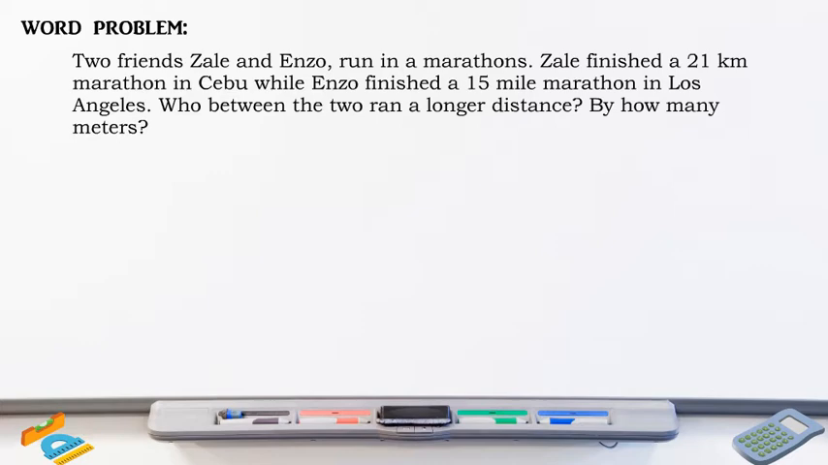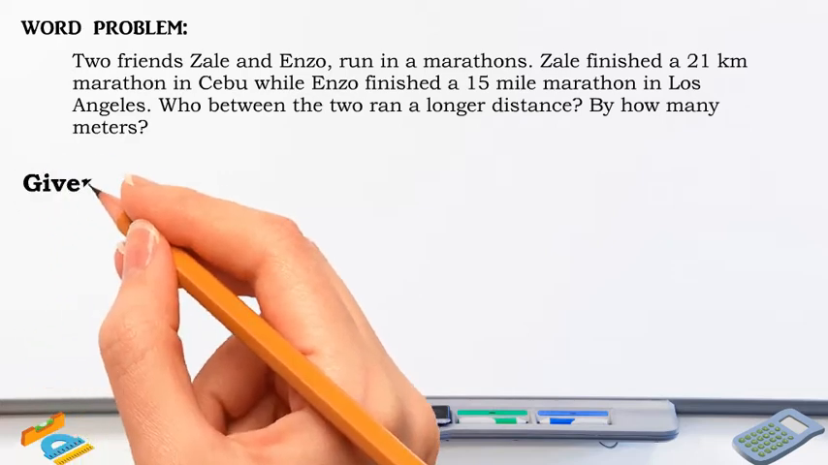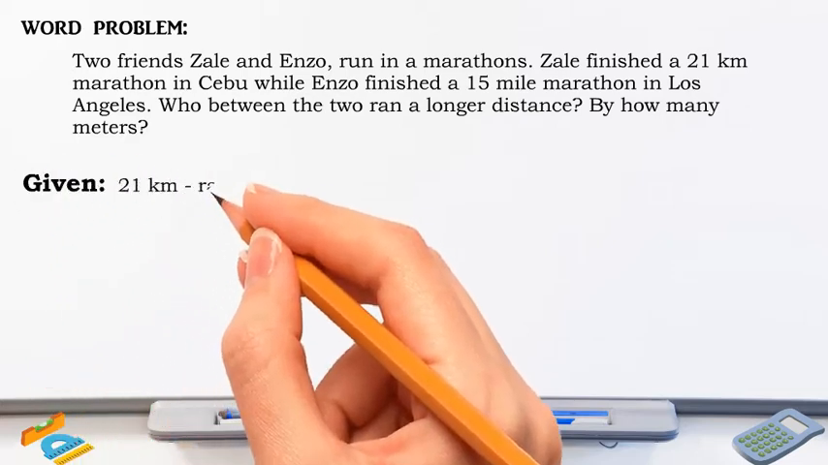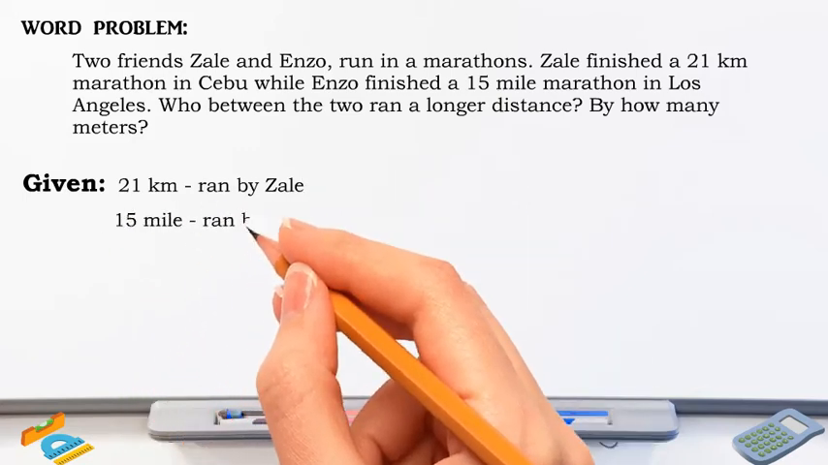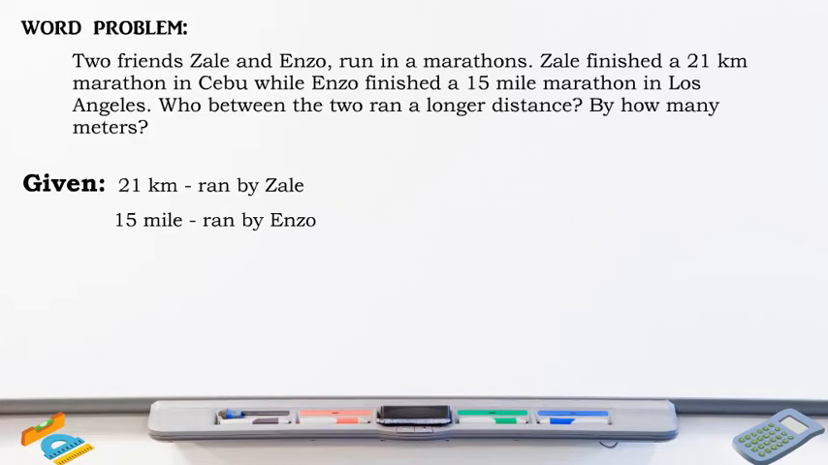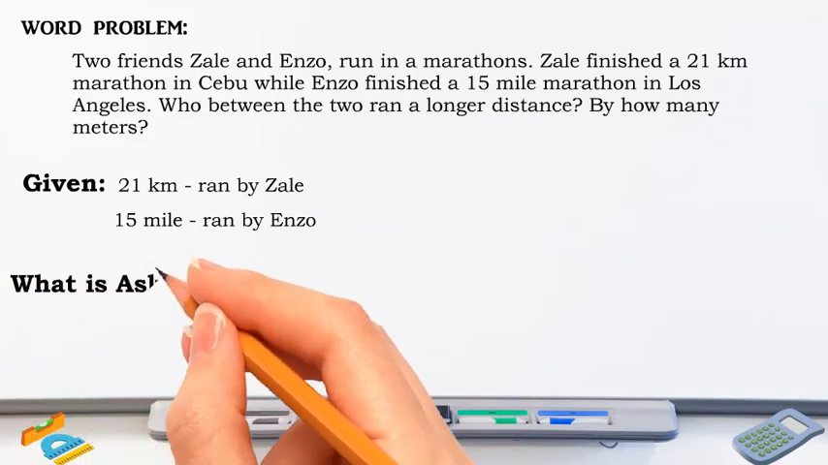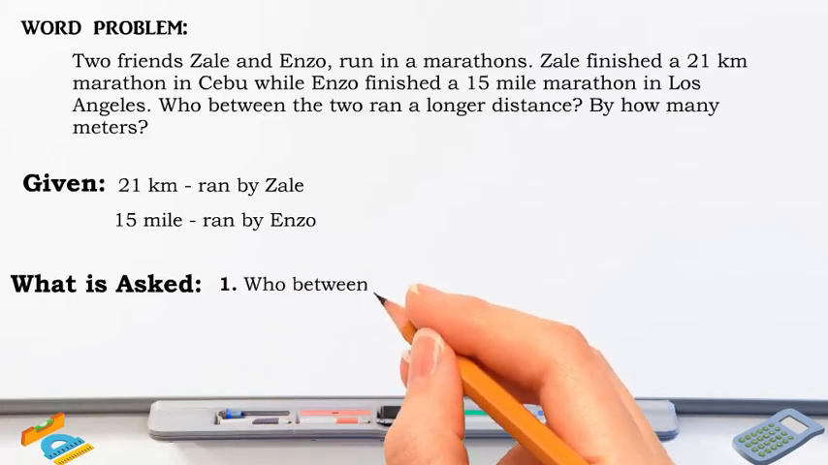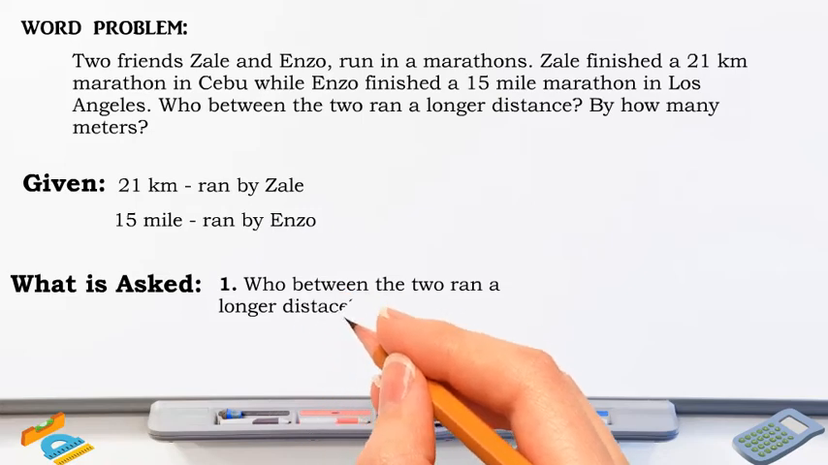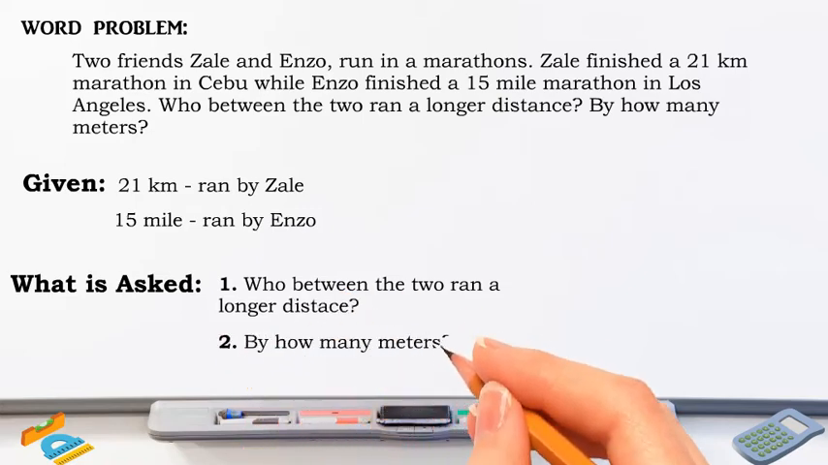To solve a word problem and to determine if it involves conversion of units and measurement, all you need to do is to list down all the givens and what is asked in the problem. In this case, we have the given 21-kilometer run by Zale in a marathon in Cebu and 15-mile run by Enzo in a marathon in Los Angeles. And what are we trying to find out in this problem? As we can see, there are 2 questions in the problem. First, who between the two ran a longer distance? And second, by how many meters?